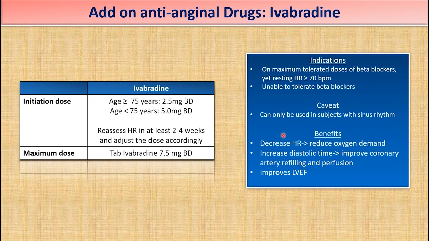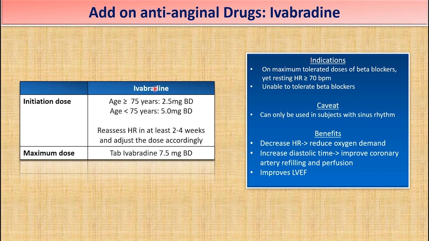The benefits of ivabradine are more or less the same as beta blockers. It reduces the heart rate, so it will reduce oxygen demand. Again, when you reduce the heart rate and prolong the diastolic time, you improve the coronary artery refilling and perfusion. In addition, this drug has also been proven to improve the ejection fraction of patients post-ACS events.